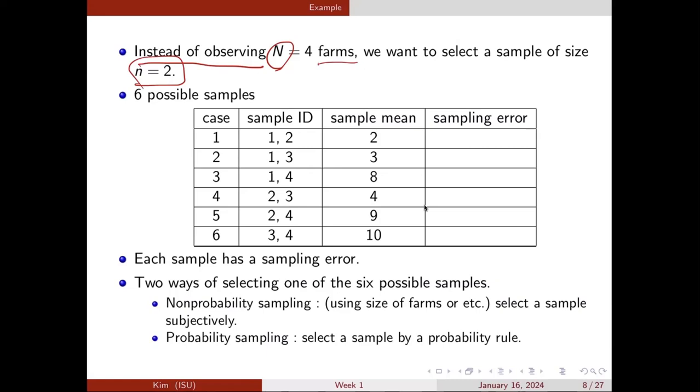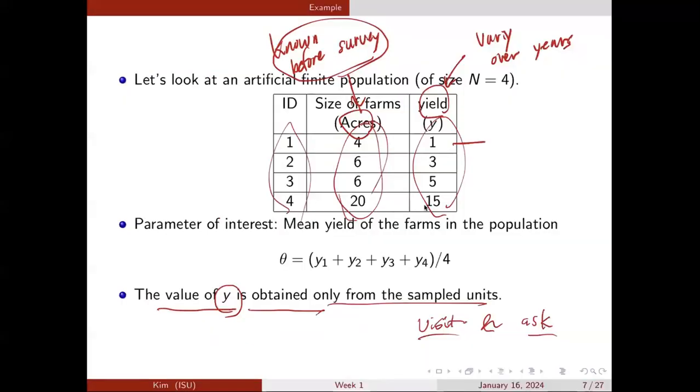Nothing more, right? The pairs are 1,2; 1,3; 1,4; 2,3; 2,4; 3,4. Okay. So if I select 1 and 2, that means we observe y1, y2, y3, y4, right?